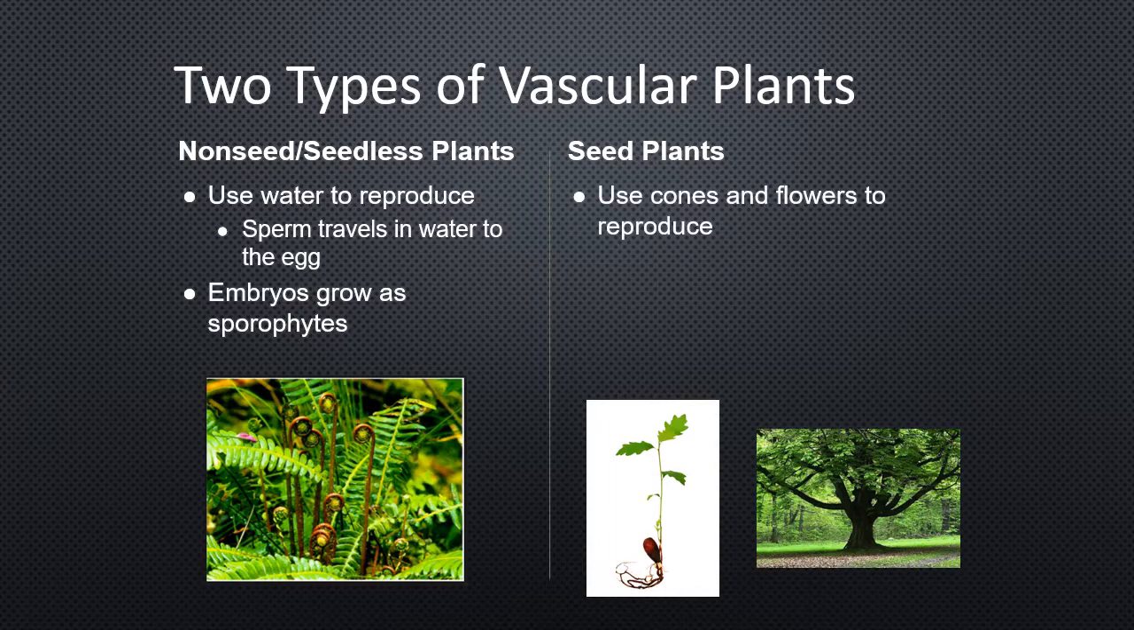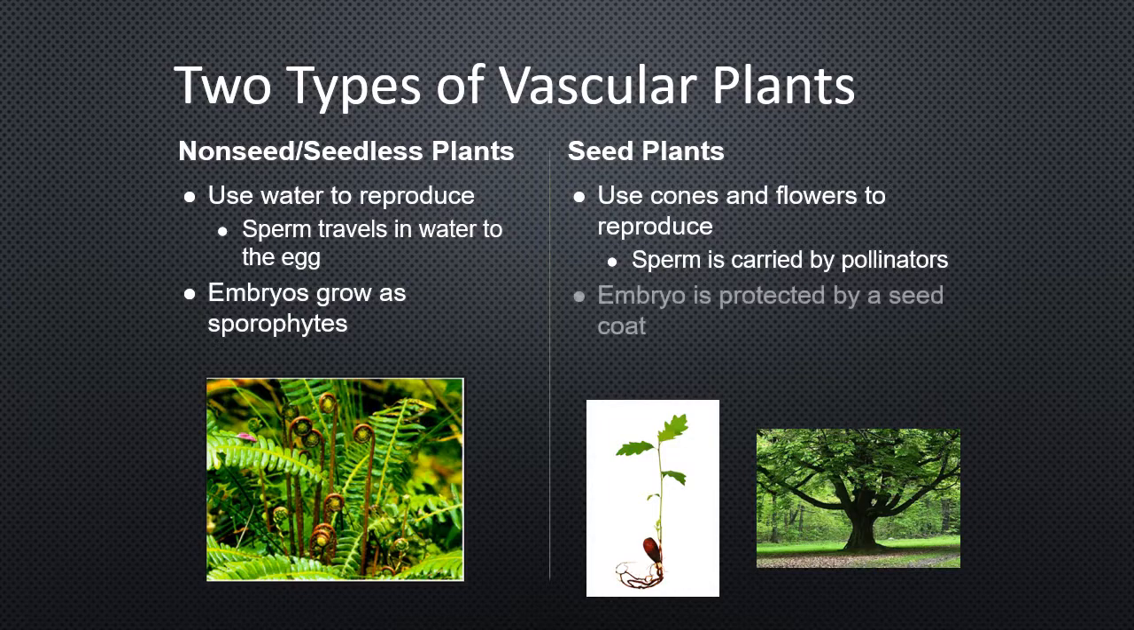They use cones and flowers to reproduce, and the sperm is carried by pollinators. And so our plants that have flowers are at an advantage because those flowers attract the pollinators. And in our seed plants, the embryo is protected by a seed coat.